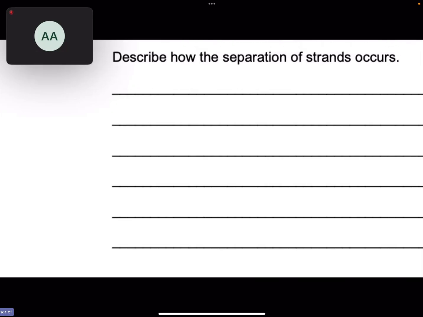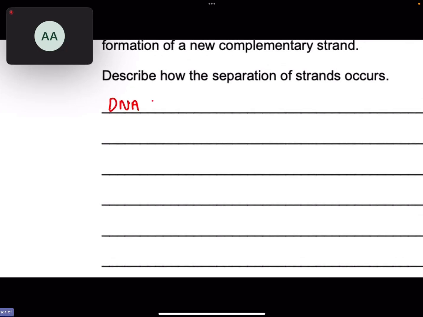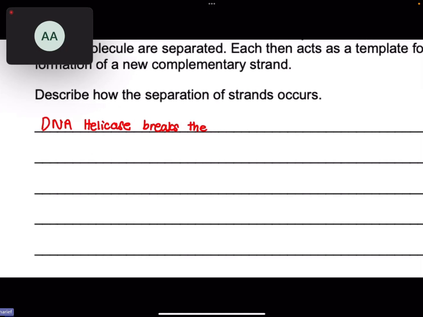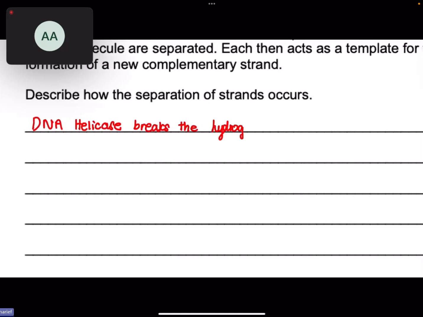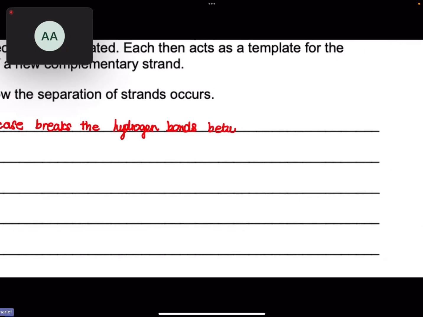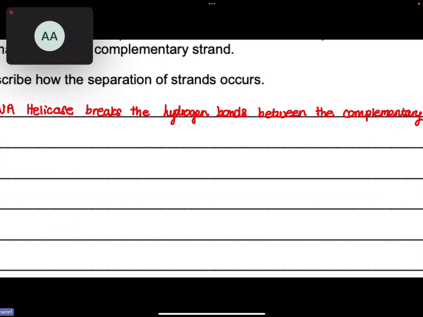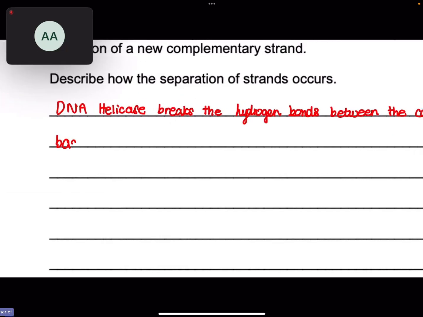Okay, so I'm just going to write: DNA helicase breaks the hydrogen bonds between the complementary base pairs of DNA. Okay, that's how I would answer this question.